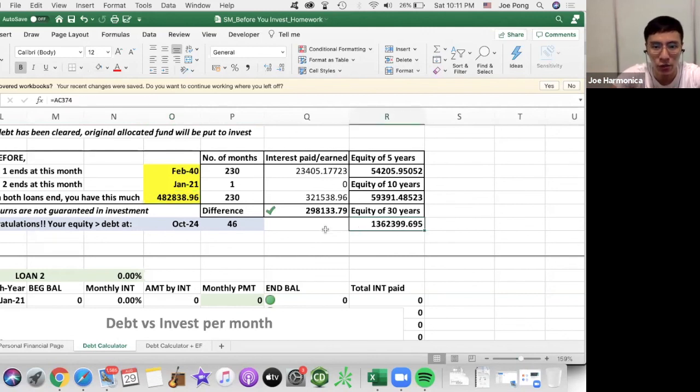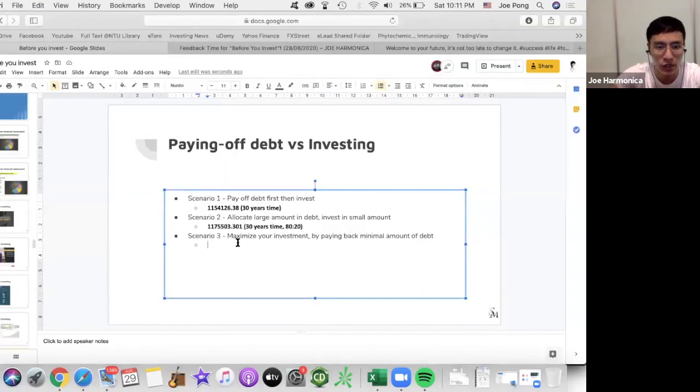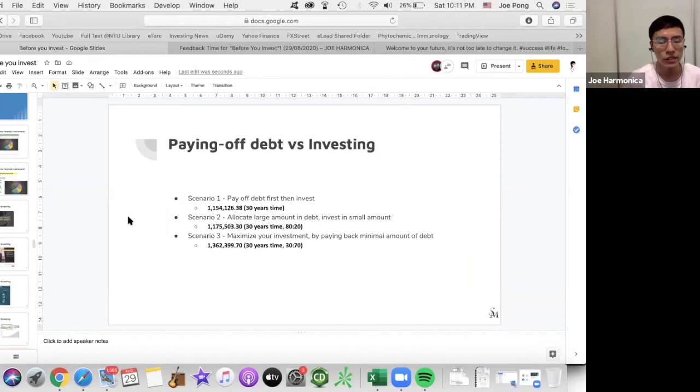So let's take a look at equity at 30 years. Again, I will copy this into the Excel sheet so we can compare it at a glance. All right, so let's see. I would say the difference is not very significant in terms of the numbers, but if you look at it this way, can you tell the difference? Let me tidy this up. So this will be 30 years time, 30 to 70. All right, so let's compare scenario 1, 2, 3.